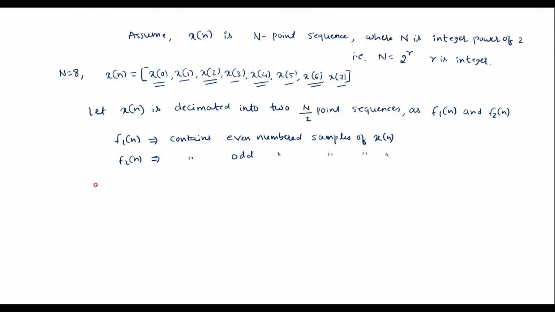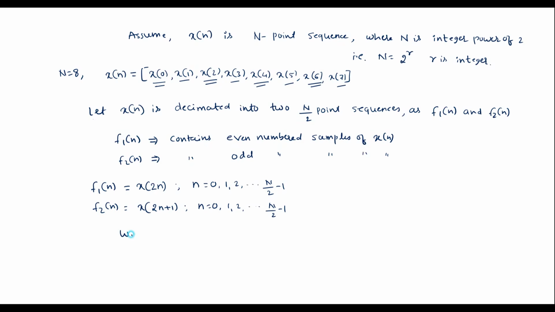Now in general I can write f1 of n and f2 of n in terms of x of n. f1 of n is nothing but x of 2n, where n varies from 0, 1, 2 up to n by 2 minus 1, because f1 of n is an n by 2 point sequence. Similarly, f2 of n contains odd samples, so we write it as x of 2n plus 1, where n varies from 0, 1, 2 up to n by 2 minus 1, because f2 of n is also an n by 2 point sequence.